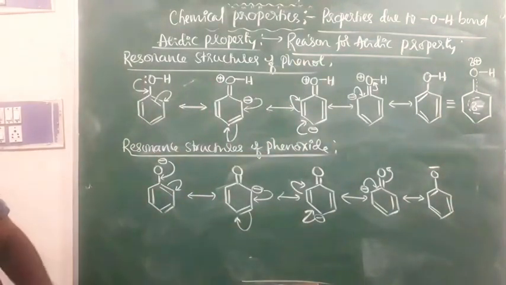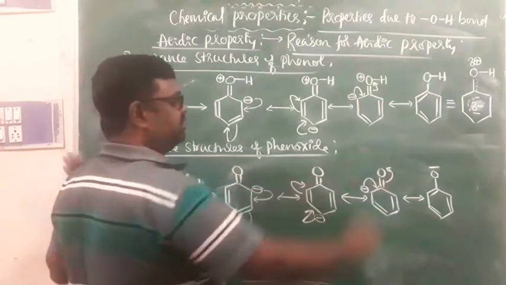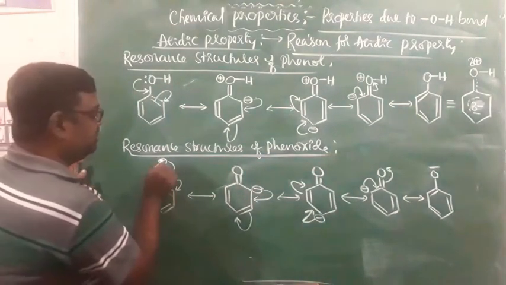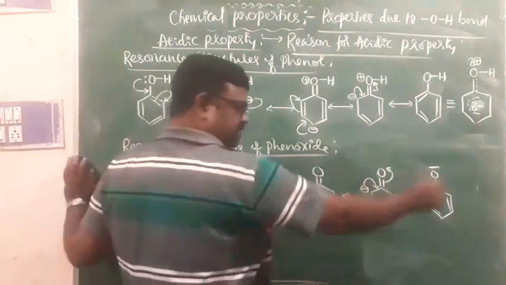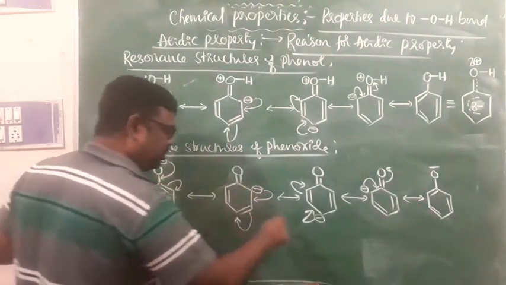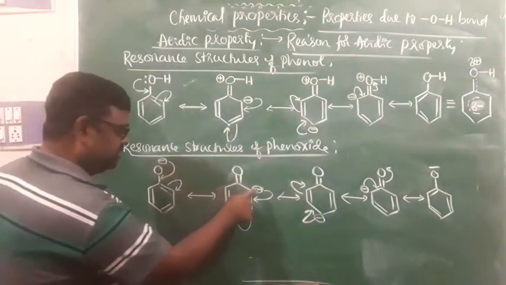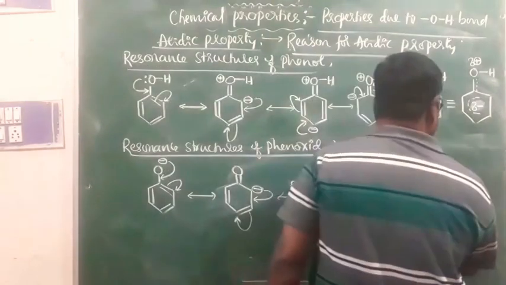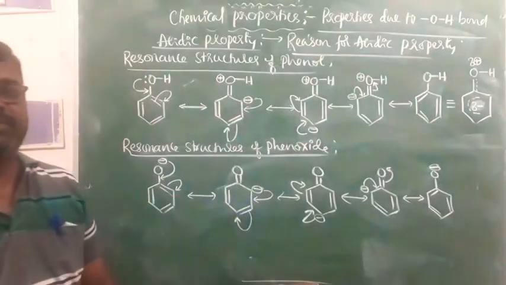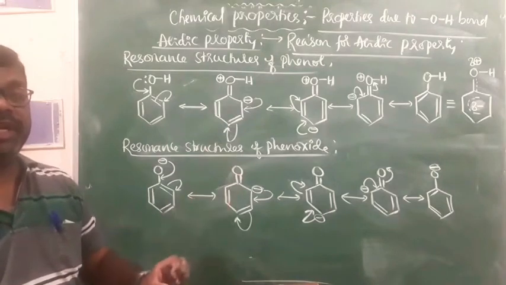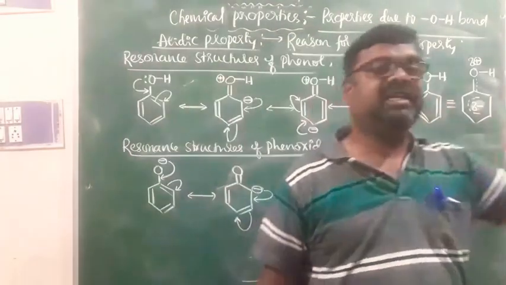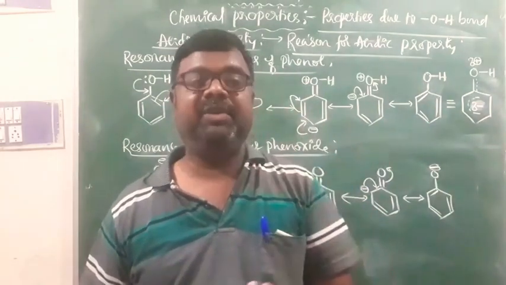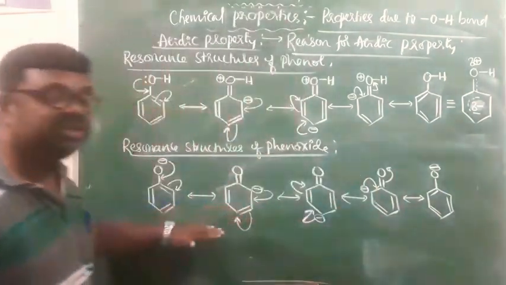In the case of phenoxide, you don't find any charge separation there. Instead, the negative charge on the oxygen is delocalized. The negative charge is dispersed throughout the molecule. Look, the negative charge from here comes here, what does that mean? The negative charge on the oxygen is dispersed throughout the molecule. Then what happens? The negative charge on the oxygen decreases, and that delocalization of negative charge makes the molecule more stable with no charge separation.